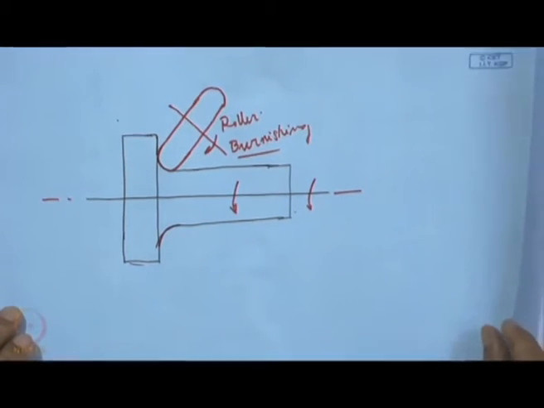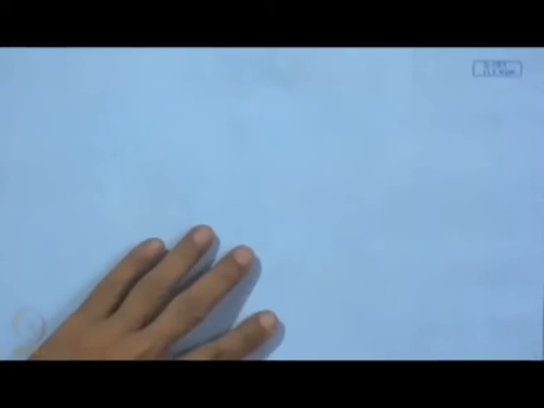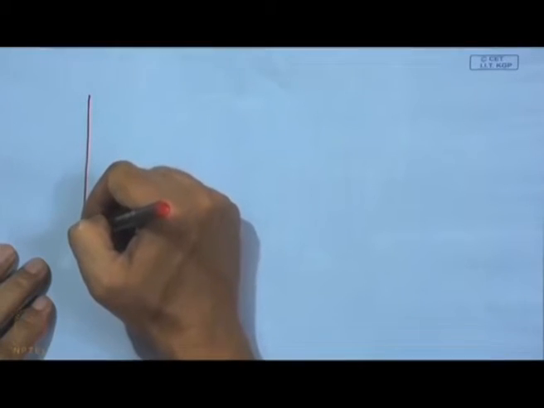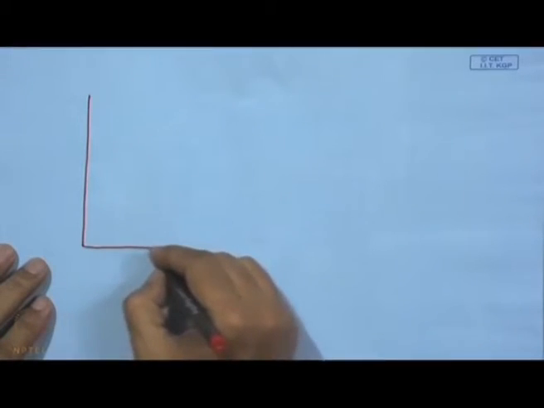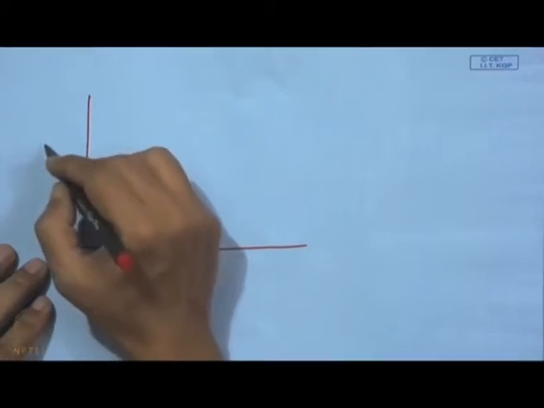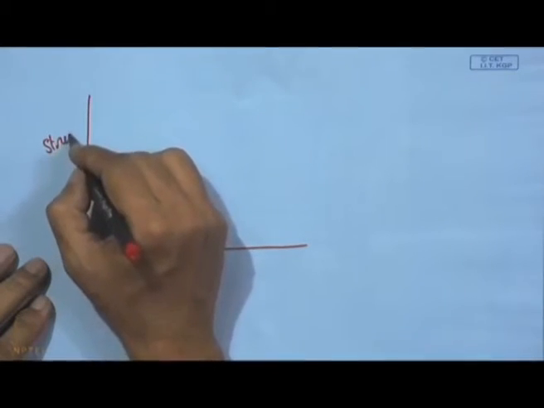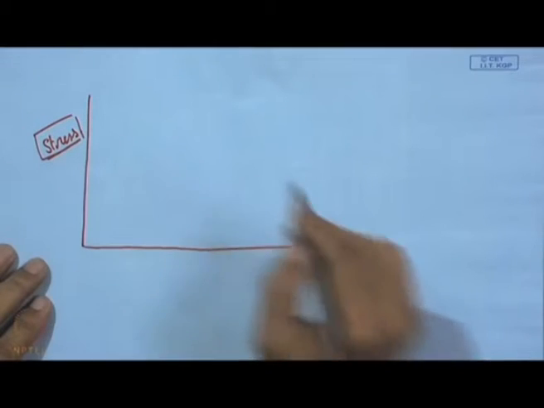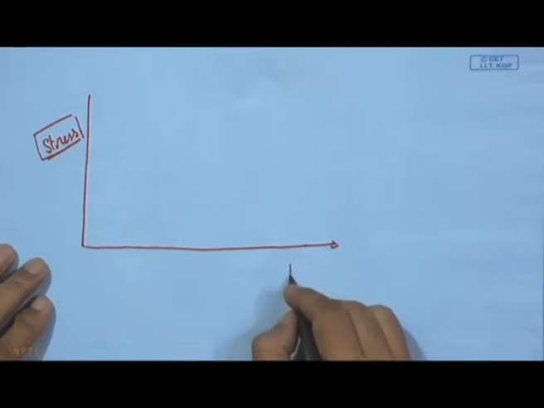Now, this can be well illustrated by one diagram. If we follow one diagram, say on this side we have the stress, the alternating stress which is not a steady one, and on this side it is the fatigue life.